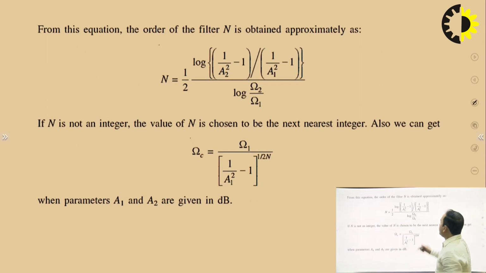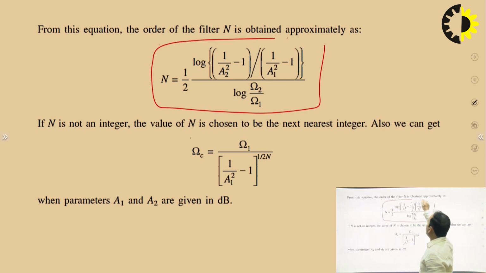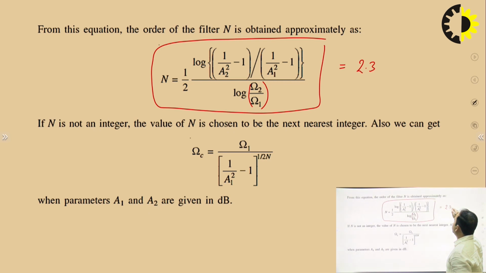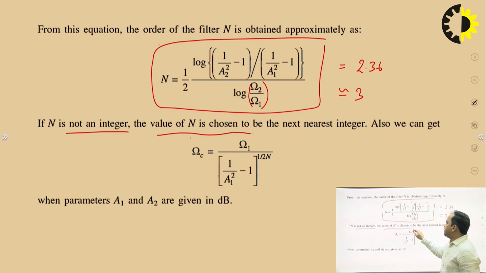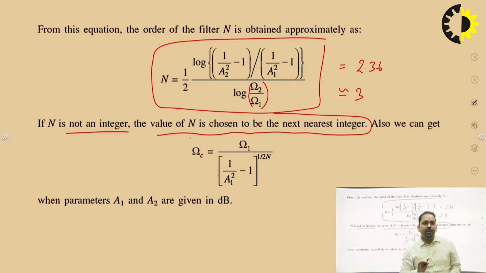We'll have the formula to calculate the order of a Butterworth filter. This can be given as n equals 1 by 2 log of (1 by A2 square minus 1) whole divided by (1 by A1 square minus 1), divided by log of ohm2 by ohm1. Here ohm2 by ohm1 is the ratio of analog frequencies. Since the filter order is an integer quantity, if in any problem we get a value like 2.36, it can be written as 3. So if n is not an integer, the value of n is chosen to be the next nearest integer. This we need to remember.